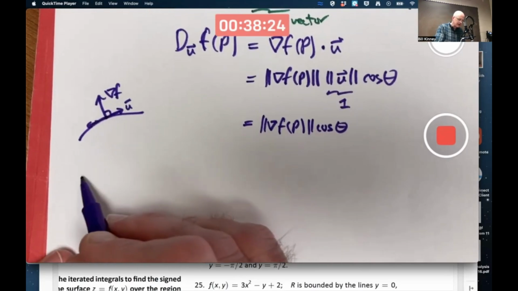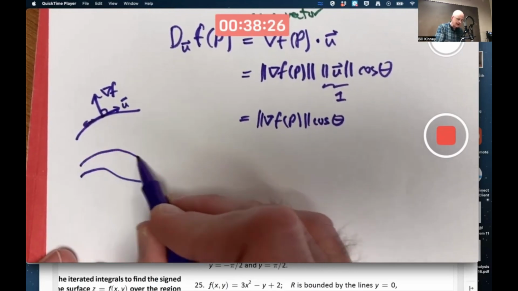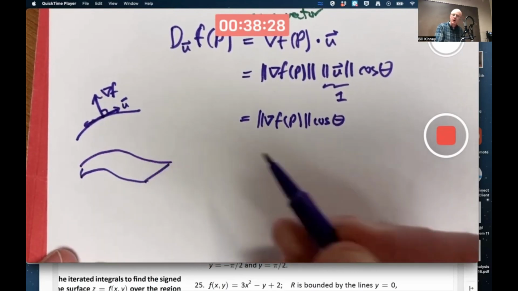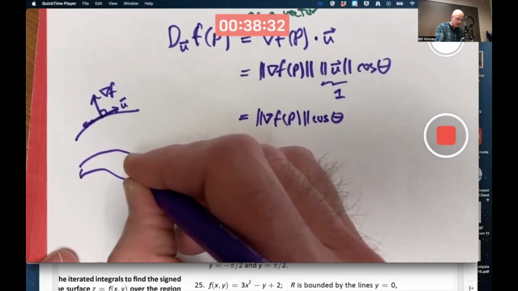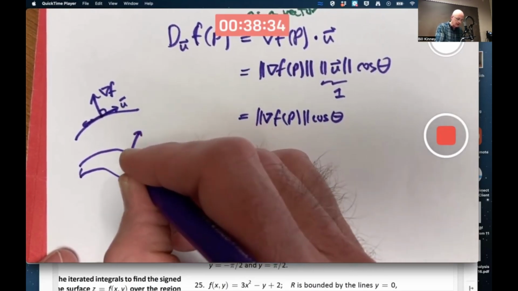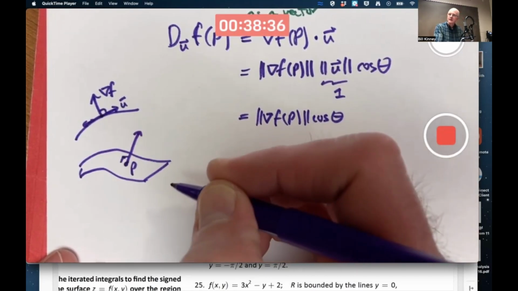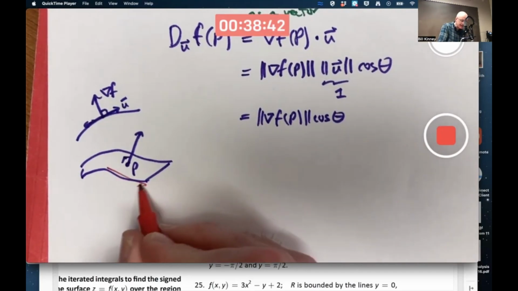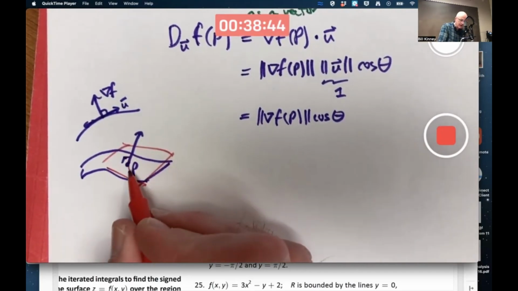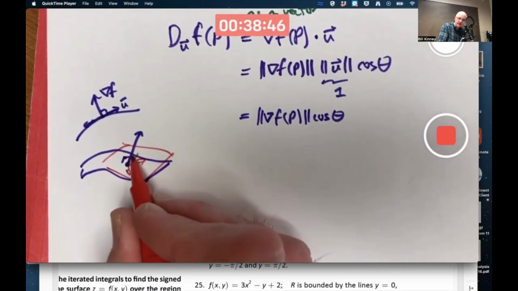If it were a three-dimensional situation and we're talking about a level surface instead of a level curve and a point P, the gradient vector is still perpendicular to the surface. u could be any vector in a plane tangent to the surface, the tangent plane actually, and the directional derivative would be 0.